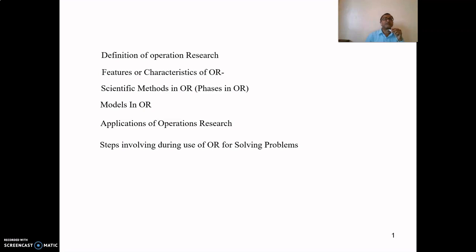That is, first linear programming, second transportation and assignment, third dynamic, integer programming and non-linear programming, replacement model, game theory and decision making, and last queuing theory and simulation. Now we'll start the first unit.